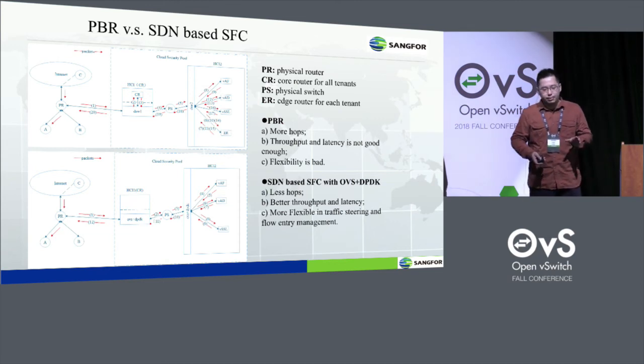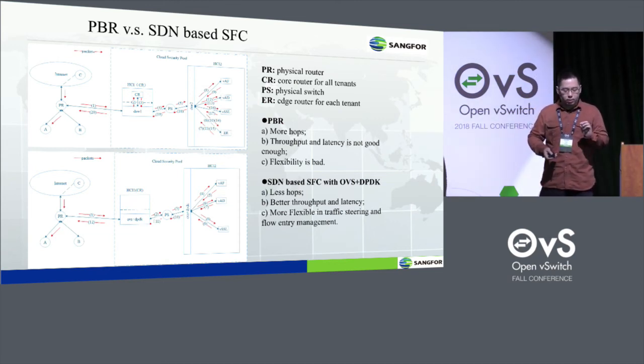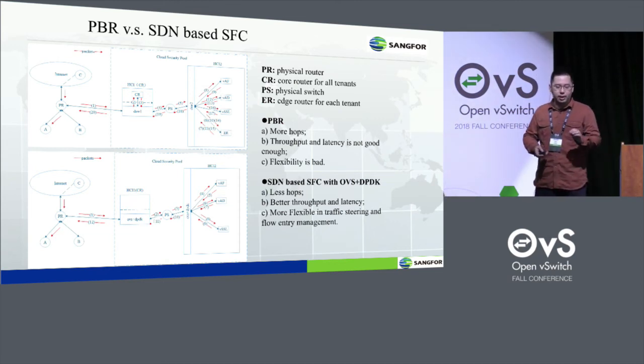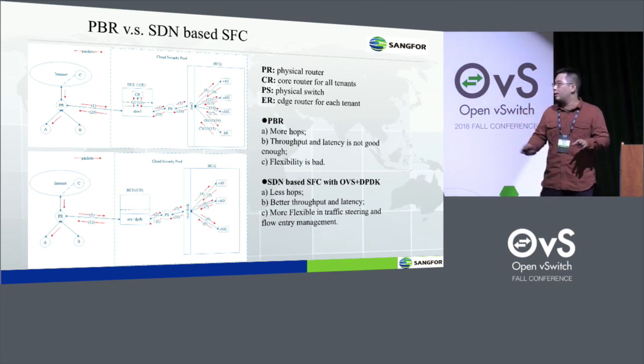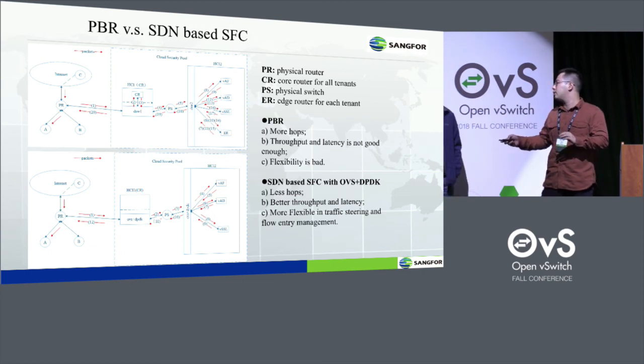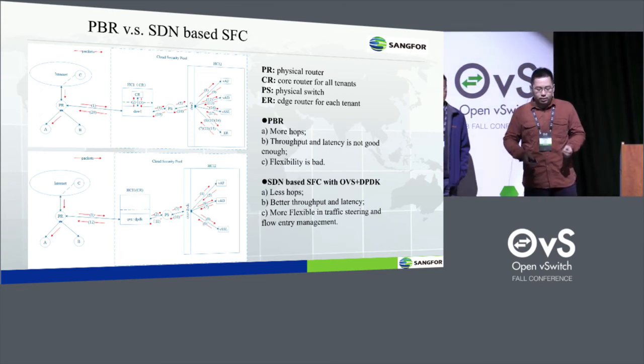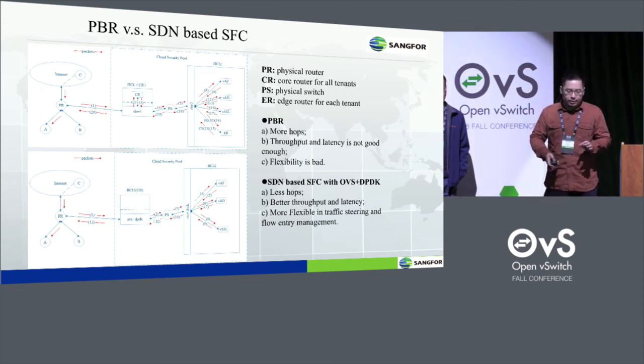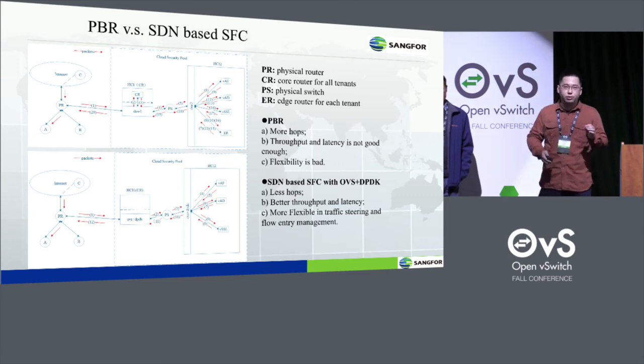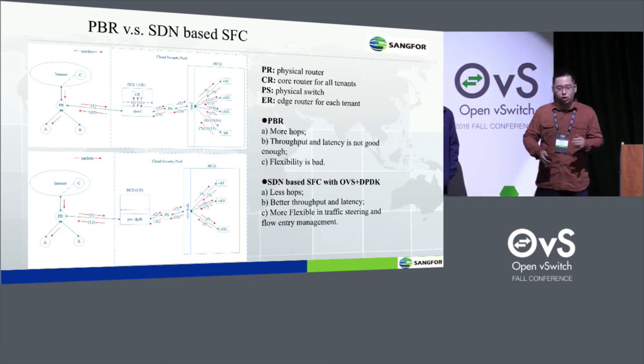And here we compare the proxy PBR-based and the SDN-based SFC solution. The picture at the top is the PBR-based, and the picture at the bottom is the SDN-based. We can see that the PBR-based solution has obvious disadvantages, like more hops, the performance is not good enough, and the flexibility is bad. It can only use the destination IP to steer traffic.